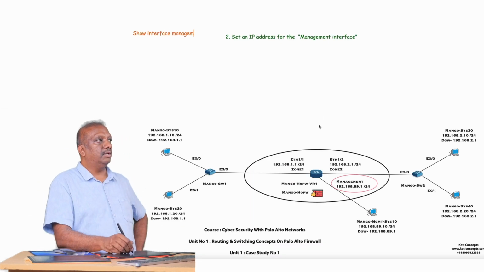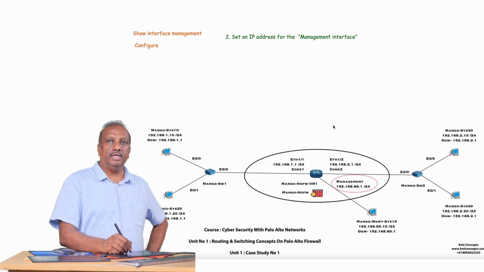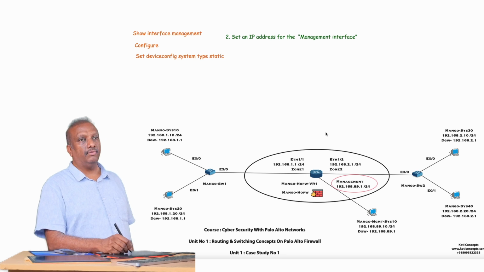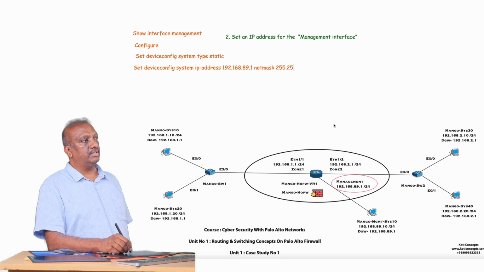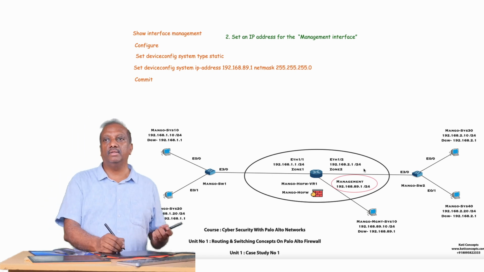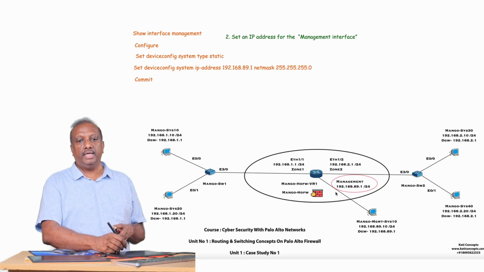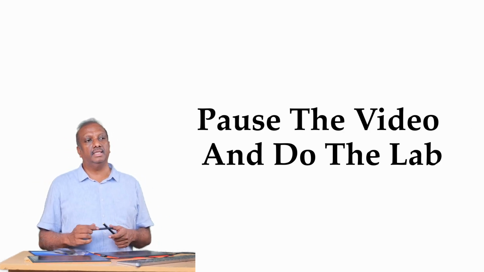So what do you do in this particular task now? We give the command show interface management. Then you give the command configure to enter the configuration mode. Then you give the command set device config system type static. Then we give the command set device config system IP address so and so, with the subnet mask so and so. Then we give the command commit. And then we give the command exit. Again show interface management. So let us pause the video here now. Please do the task. And then again we start doing the next task.